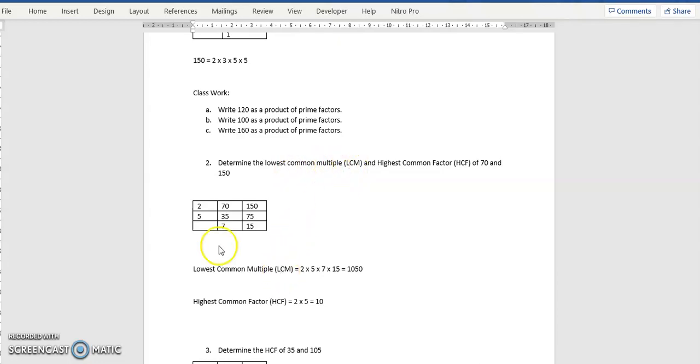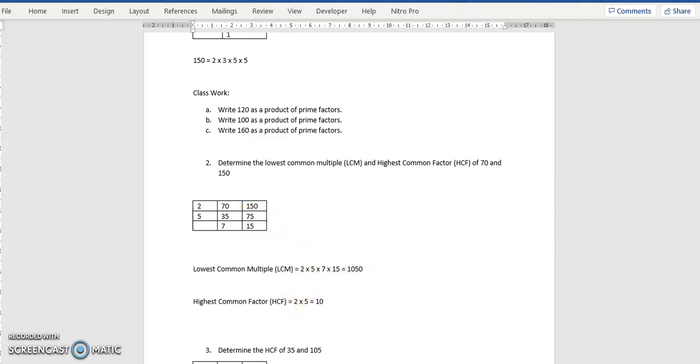How do you write the LCM? Is this 2 times this 5? Are we together? Times 7 times 15. Let me repeat. This 2 is this one, times 5 is this one, times 7 is this one, times 15, which is this one.